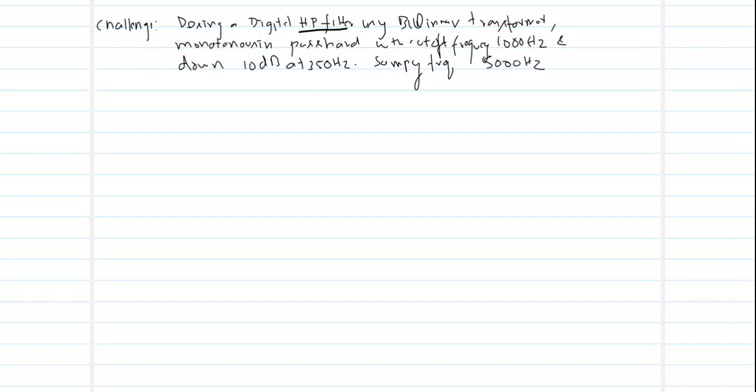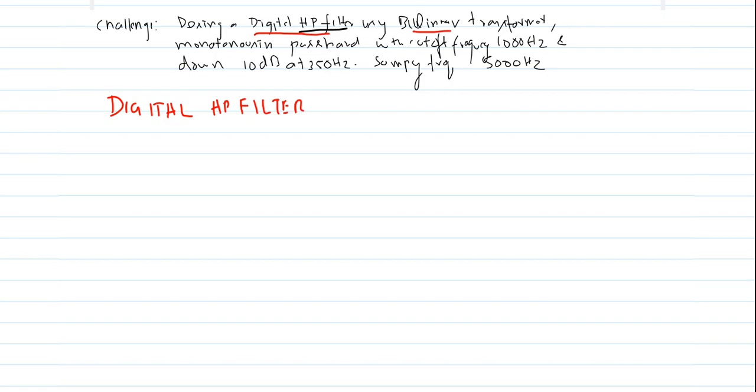So we'll take a small problem. We're going to design a digital high pass filter. How are we going to design it? By using bilinear transformation. That's what is given in the question.